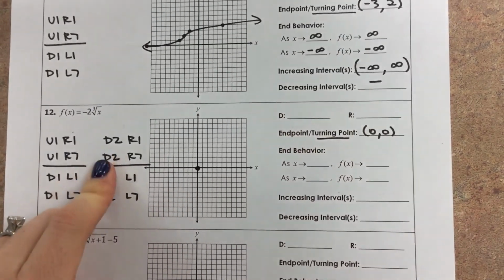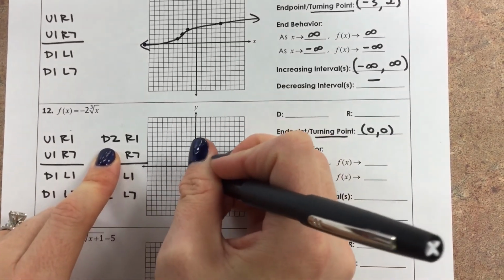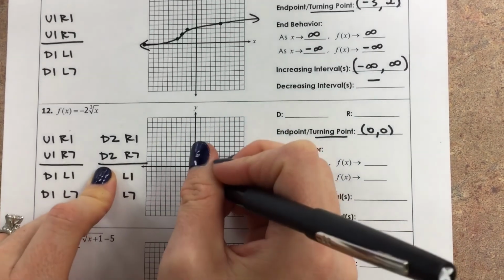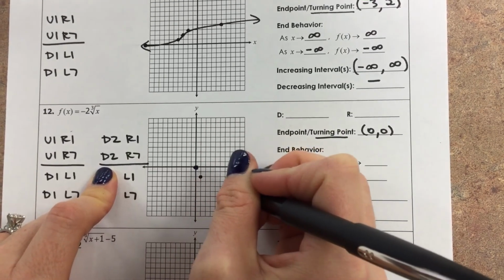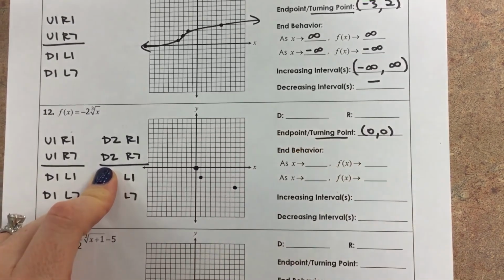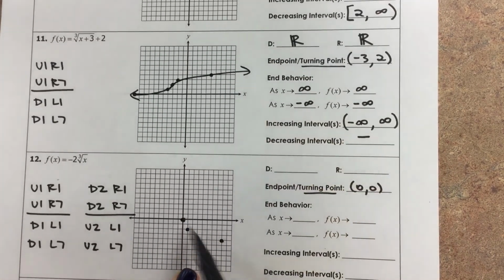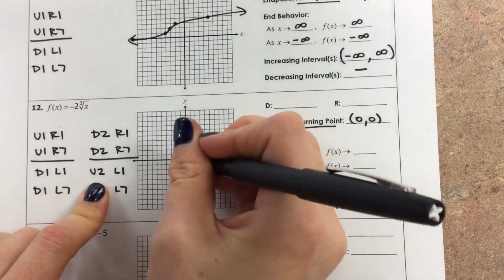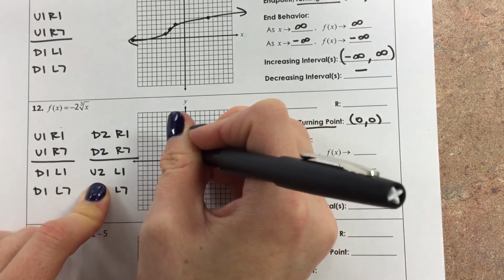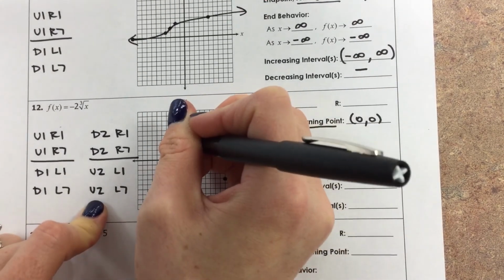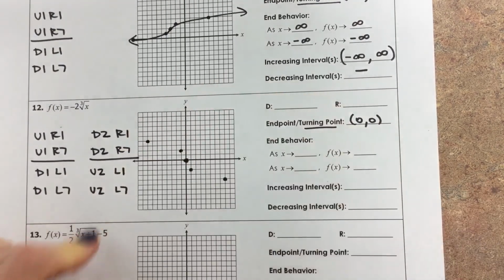So starting at our turning point right here at the origin, let's follow this pattern. So down 2 and to the right 1, down 2 and to the right 7. So you can see a little bit of a stretch happening there, and that's the reflection. Instead of going up to the right, it goes down to the right. And then back to the starting point, up 2 to the left 1, and up 2 to the left 7.